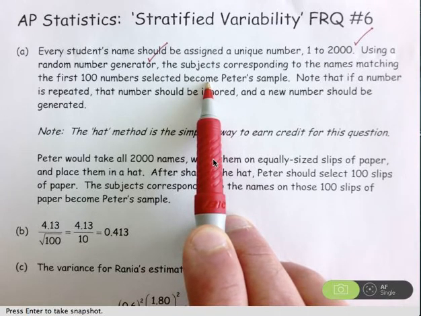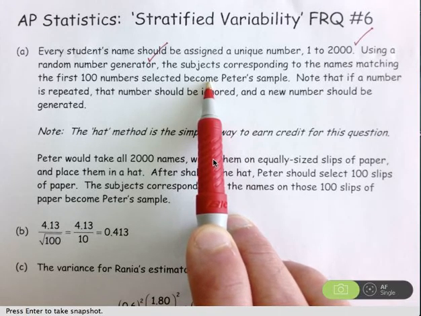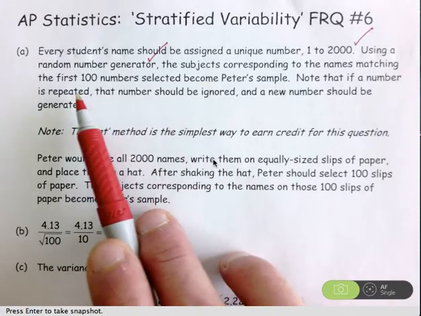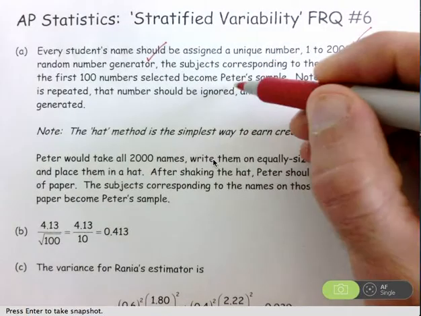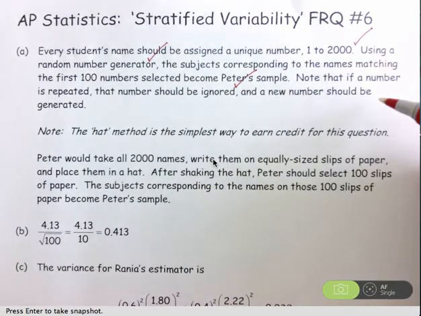And this is very important. Without this, your answer is partially correct. You have to describe that if you are using a random number generator, if a number is repeated, that number should be ignored and a new number should be generated. So you do have to deal with the issue of repeats.